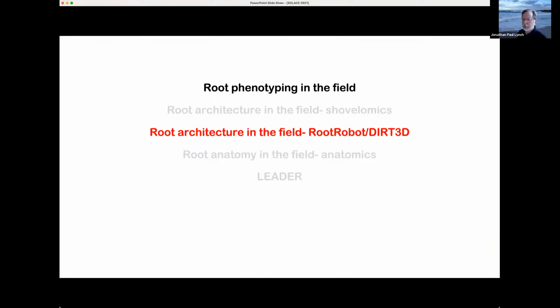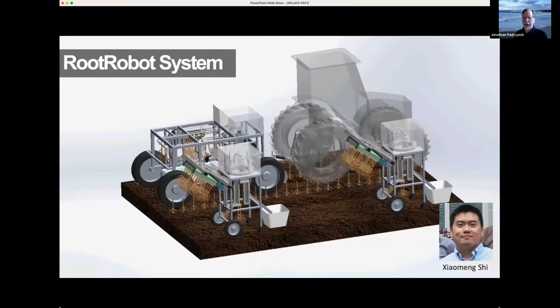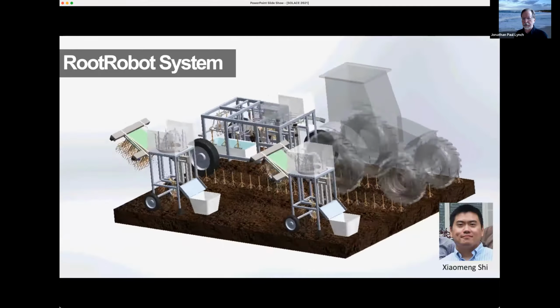Now we're trying to accelerate this process. I think for developing countries, Shovelomics works fine. In the rich nations, such as US and Europe, the breeding companies are uncomfortable with this kind of manual method. They'd like to see something that was more automated and objective. And so we've been developing a robot platform that is drawn by a tractor.